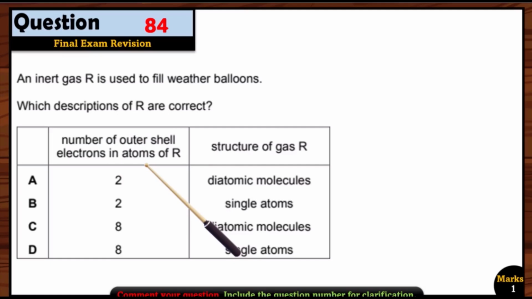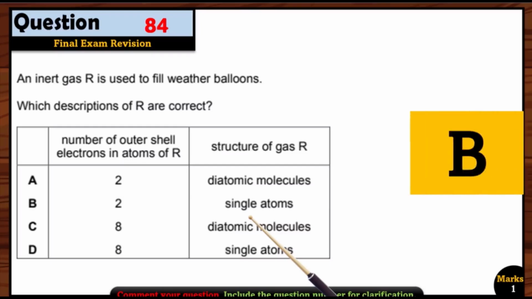If you remember that helium is actually used to fill weather balloons. So that's why helium only has 2 electrons in the outermost shell. So option A or B can be right. Now the structure of a gas, it is single atoms. So that's why option B is a correct option here.